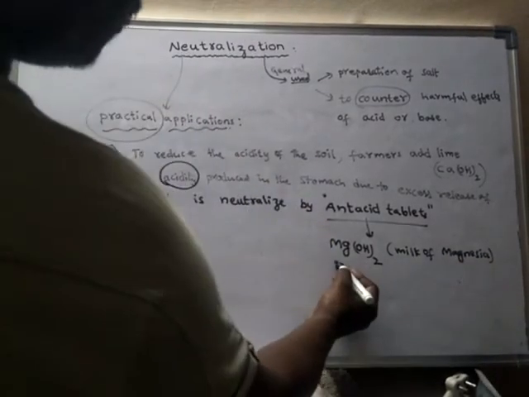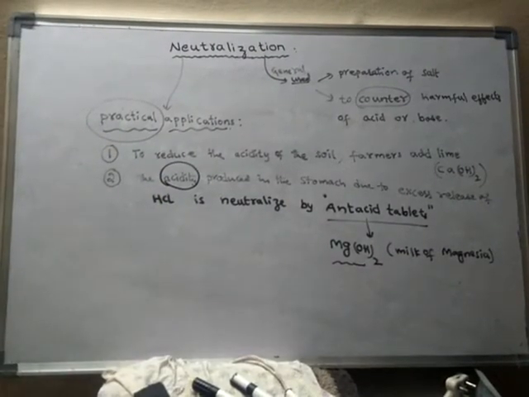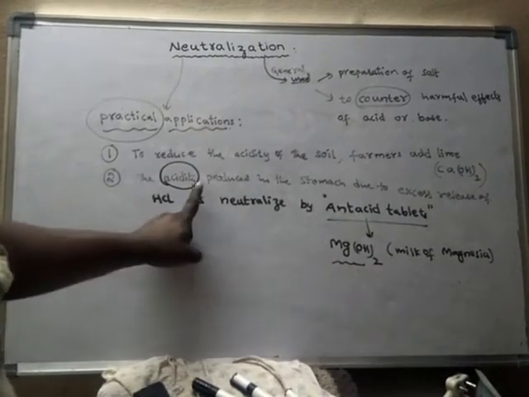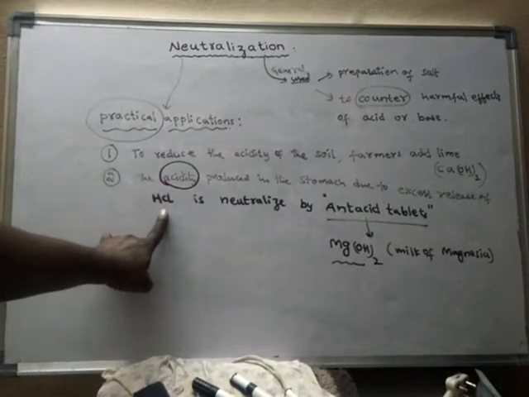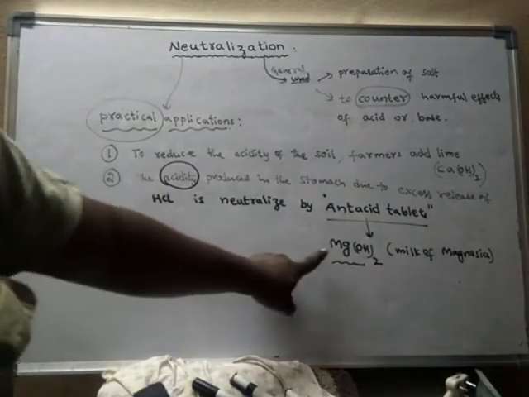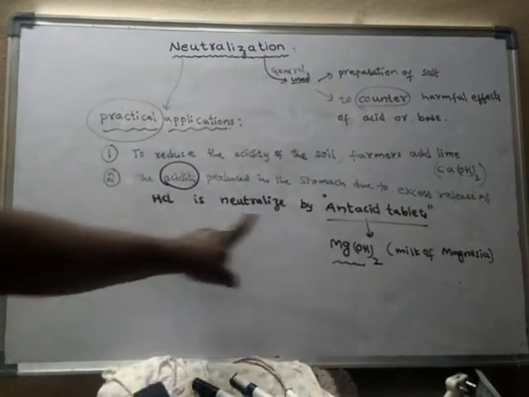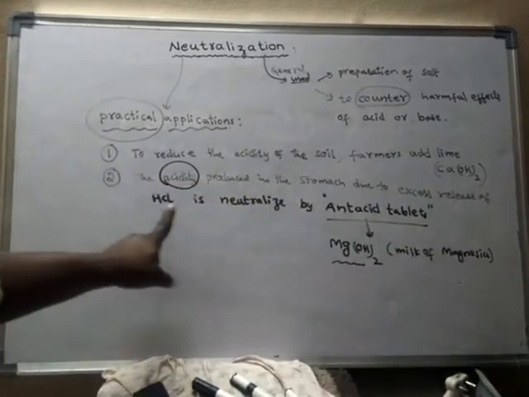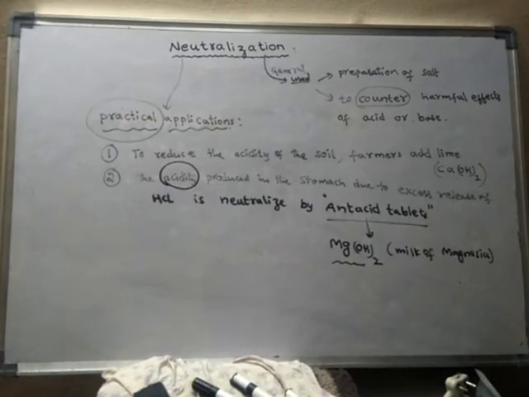This is an alkali, or a base. So it will react with the HCl present in the stomach and neutralize the acid. Antacid tablets will neutralize the acid. Therefore, the pain gets relieved, the irritation gets relieved, and we get some relief.